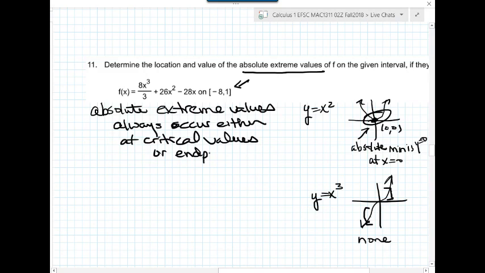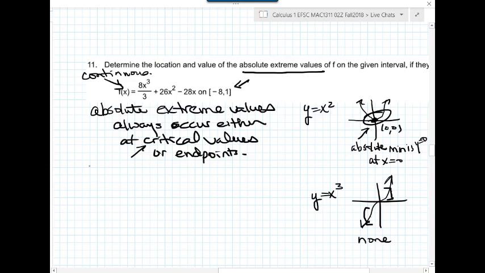It goes up forever and down forever. It doesn't have an absolute max or an absolute min, no absolute extrema. But if you restrict it to a closed interval, a restricted domain, then suddenly it does, at the endpoints, have both an absolute maximum and an absolute minimum value. And that's the case with all continuous functions.